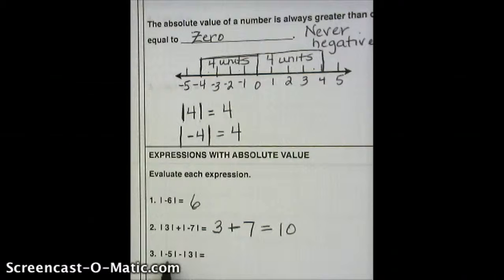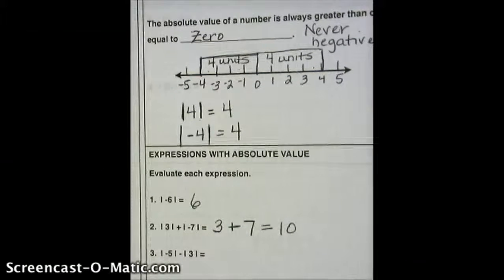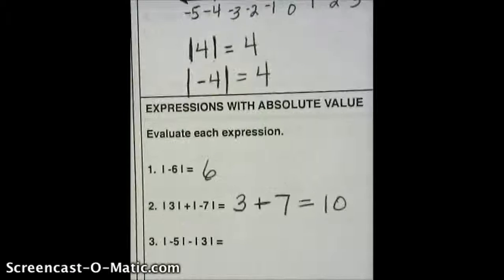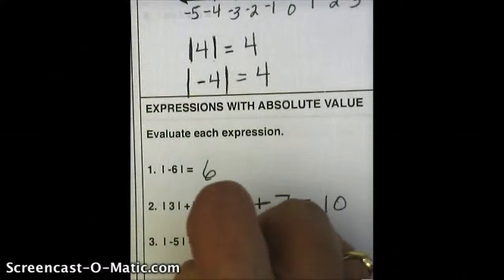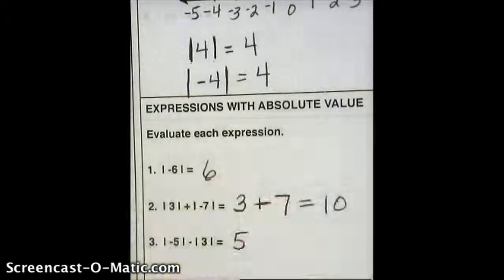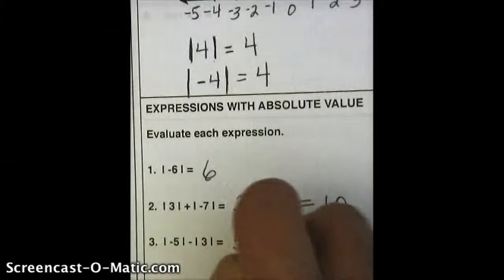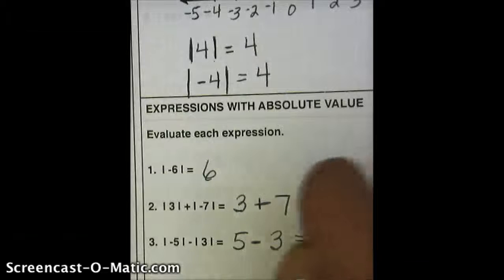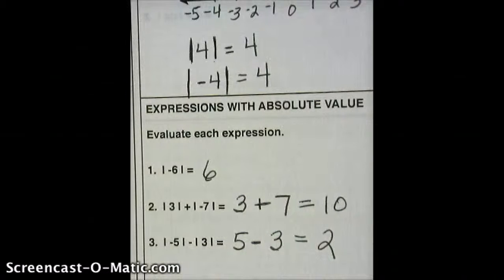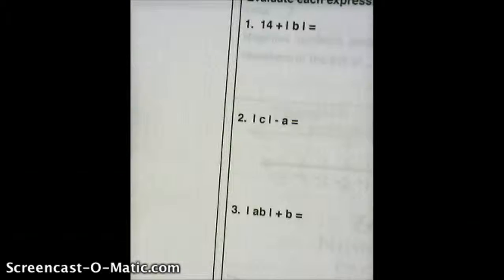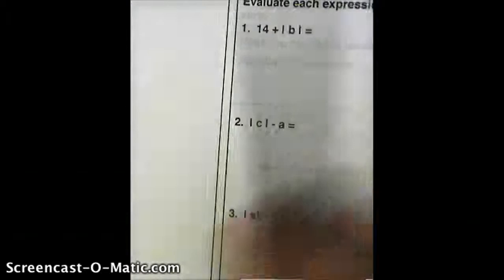In number 3, the absolute value of -5 minus the absolute value of 3. So the absolute value of -5 is +5, minus the absolute value of 3 is 3, and 5 minus 3 is 2. Okay, let's look at your last page of notes. And at the bottom, you can number that number 4. Algebraic expressions with absolute value.